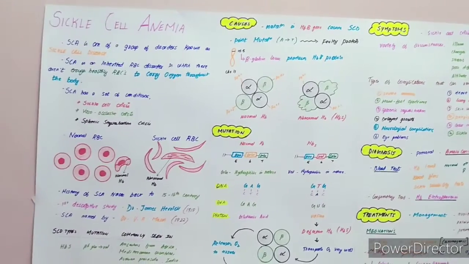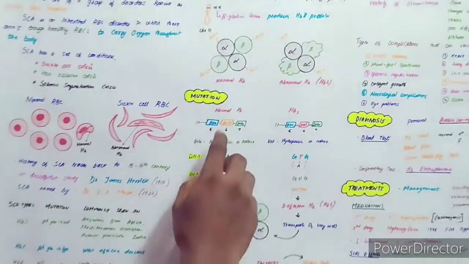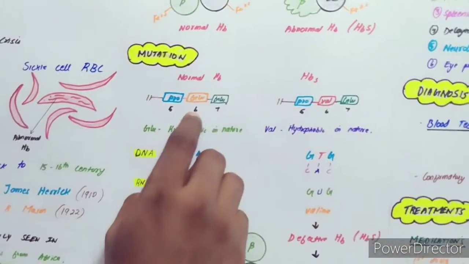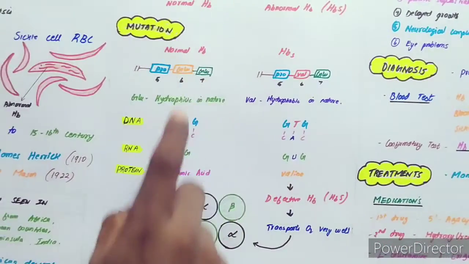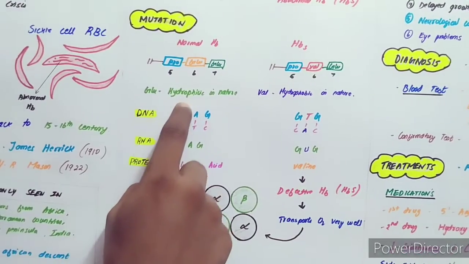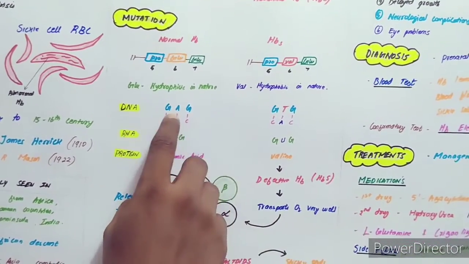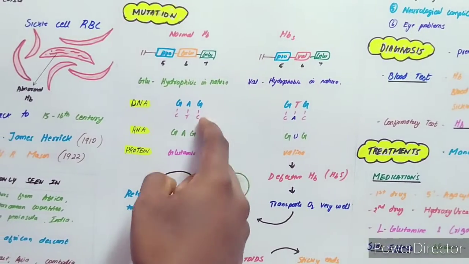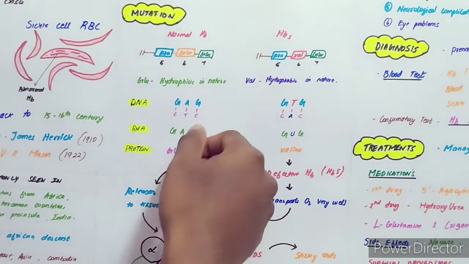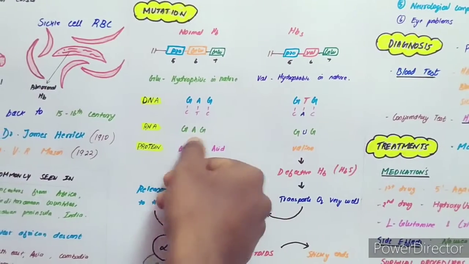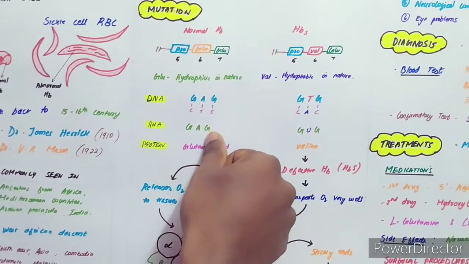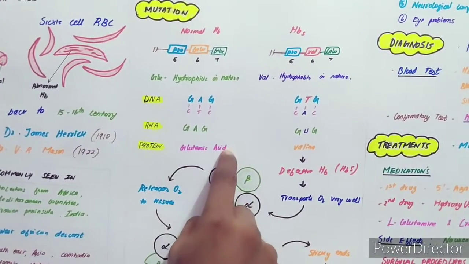Now, we'll look into the molecular level. Now, the normal hemoglobin will have, at the sixth position, glutamic acid, with proline, glutamic acid, and glutamic acid around it. Now, glutamic acid is hydrophilic in nature. In the DNA, it has a codon GAG, and in the opposite strand, CTC. Now, the CTC will transcribe into GAG, and GAG codes for the amino acid glutamic acid.